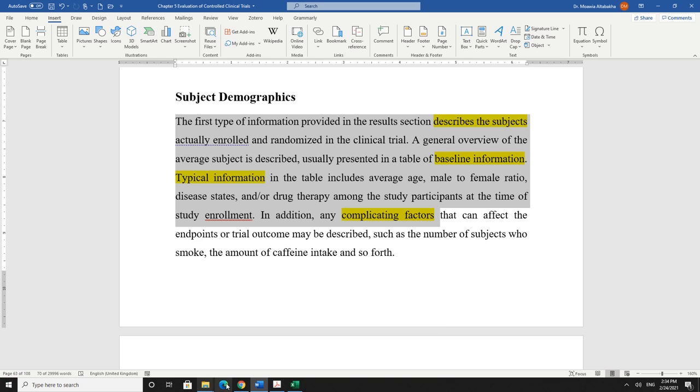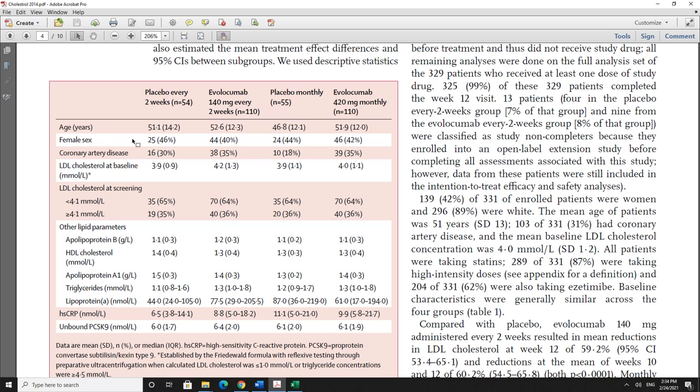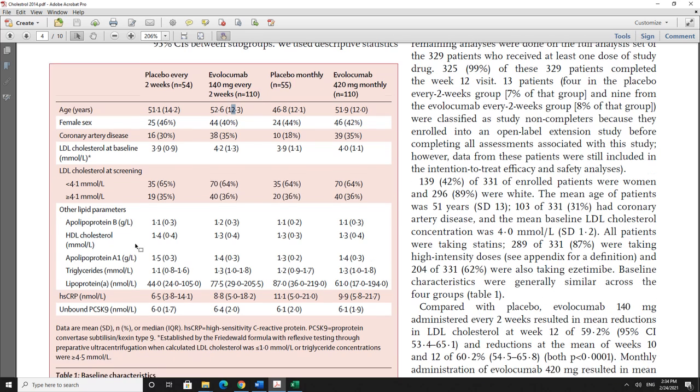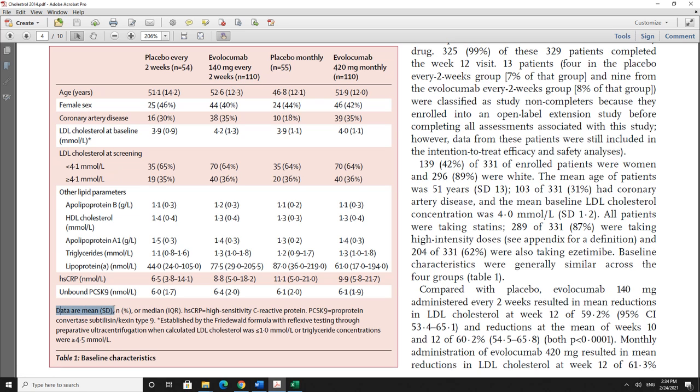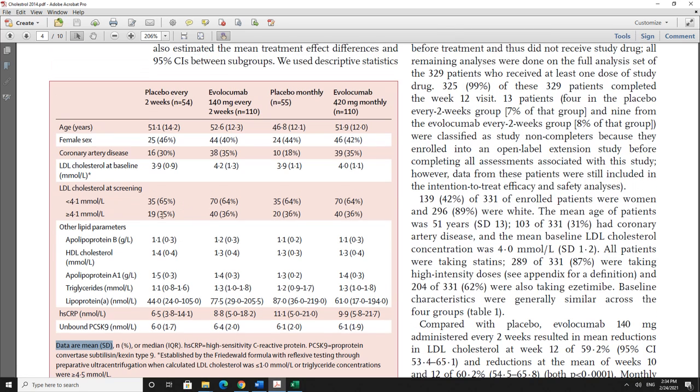And the importance of this table is for you to see if there are some kind of significant differences between the groups. For example, if I go here to age, in the placebo 2 weeks group, the age was 51, the first interventional group 52.6, plus minus standard deviation. How did I know? See here it is written data are mean plus minus standard deviation. Placebo, the second placebo group 46.8.